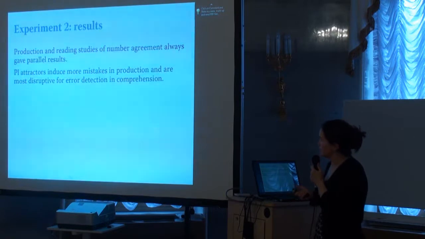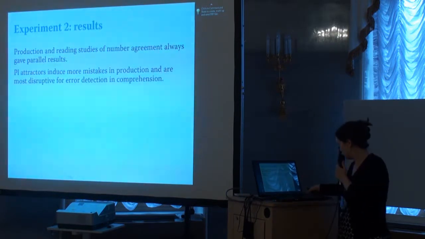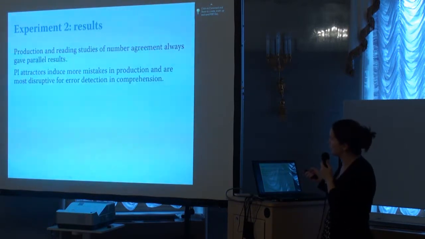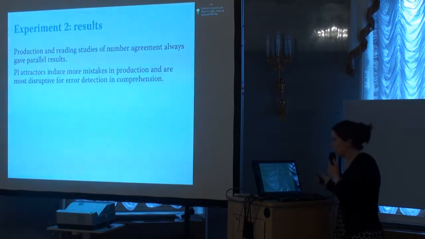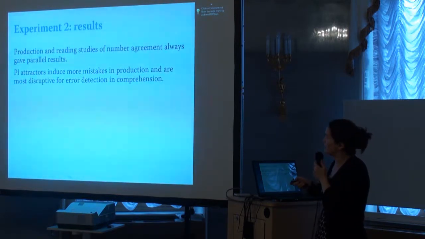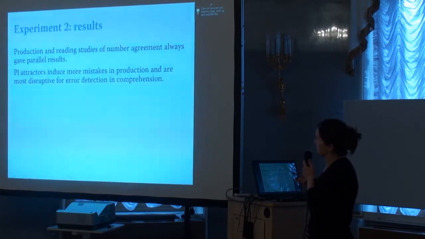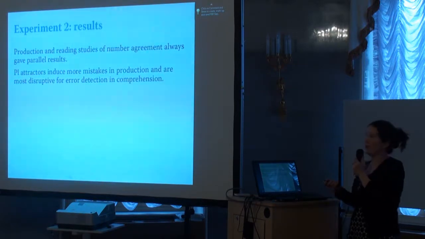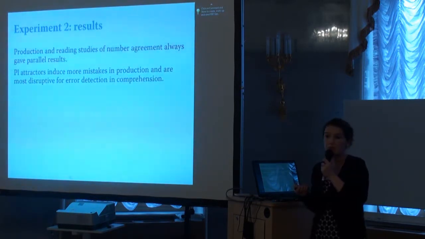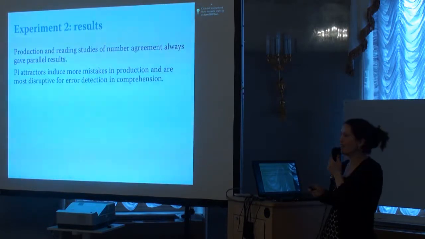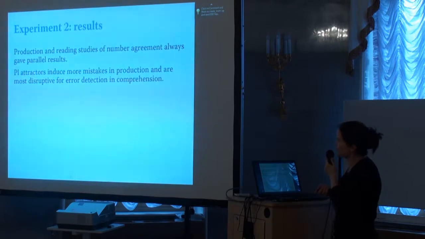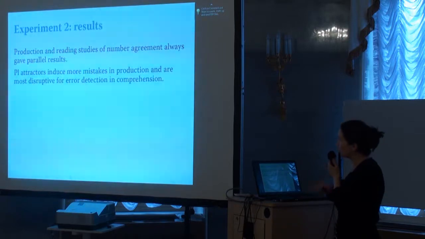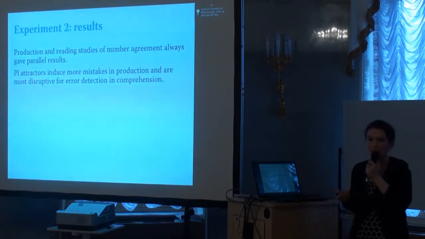So, and here I will give the results very briefly, to have some time left for some other things. So before the production studies and reading studies of agreement attraction, the studies that focused on number, they always gave parallel results. What do I mean by parallel results? I mean that plural attractors induced more mistakes in production and were most disruptive for error detection in comprehension.